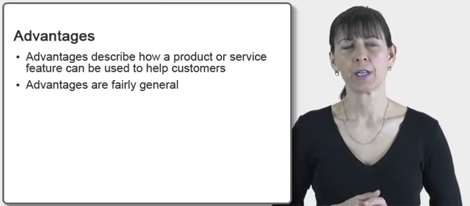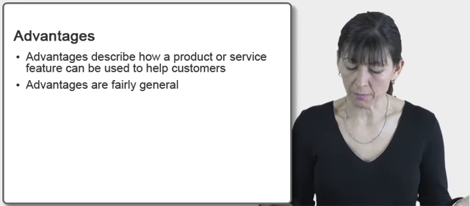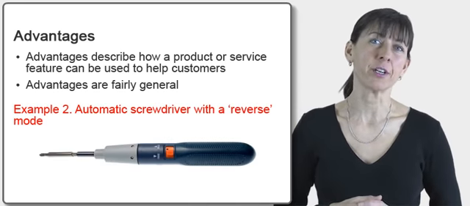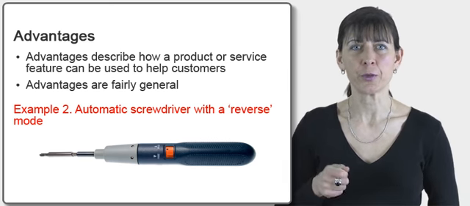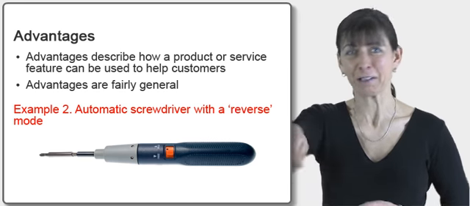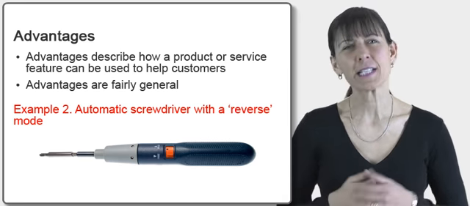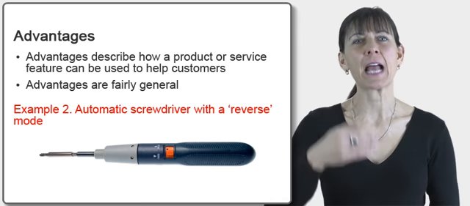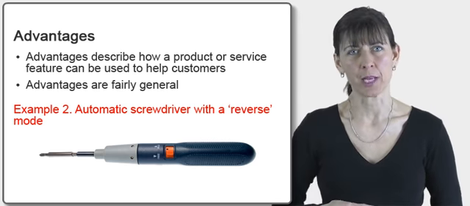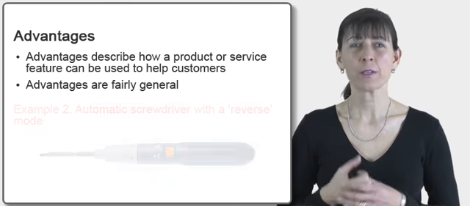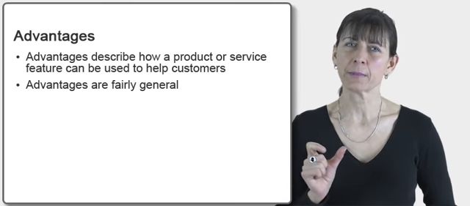Fairly straightforward. Another example, a good one, is a screwdriver that has a reverse mode, which means that you can screw the thing in and screw it out. So it's the technical details, but it's more than that, it's how it actually can help the customer use that product or service.